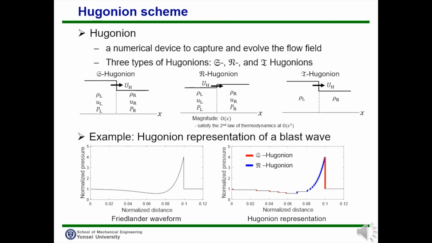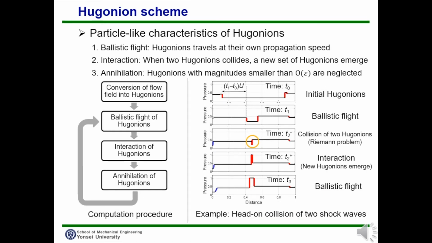An example of the Hugoniot representation of the flow field is shown below for a typical blast waveform. There are three particle-like characteristics of Hugoniots. First is ballistic flight. A Hugoniot propagates at its own speed until it collides with another Hugoniot.